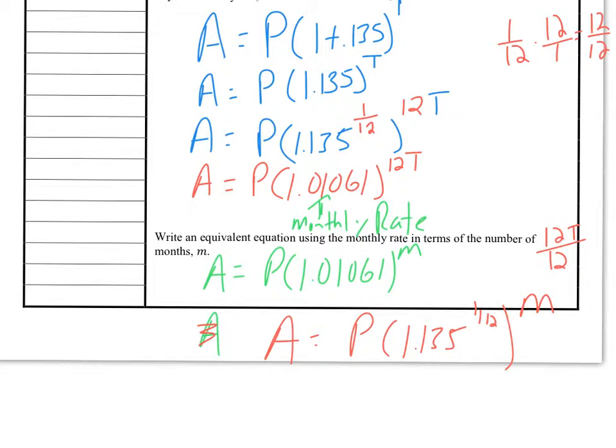So bottom line, whenever it says monthly rate, or in terms of months, you will just change the rate how you normally would change it, and then stick an m up there for months. And if they wanted the daily rate, you can go from there, the hourly rate, minutes, seconds, all that good jazz. All right, so let's move on to another problem.